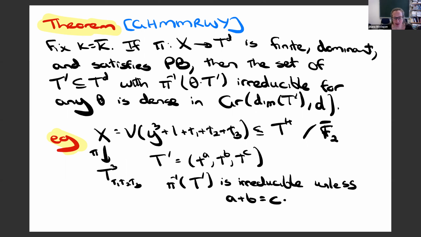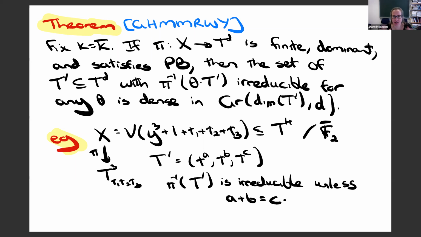Maybe just as a challenge question for anyone, to give you a flavor, this is just one example. Take the hypersurface defined by y cubed plus 1 plus t1 plus t2 plus t3 in a 4-dimensional torus over F2 bar, so characteristic 2, or your favorite characteristic 2 field. Now look at the 1-dimensional subtorus given by t to the a, t to the b, t to the c. Then I claim that pi inverse of t prime is irreducible unless a plus b equals c.